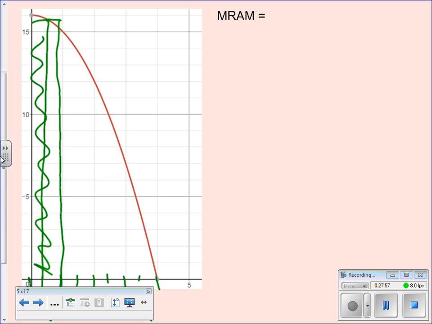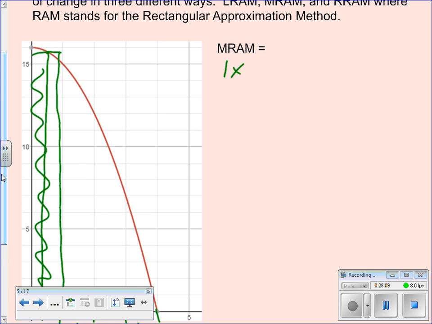So my first subinterval is still the same length, 1 times, but my height's a little harder to figure out. This is where your calculator comes in handy. Because what's the equation we're working with? 16 minus x squared. Take 3/2 and square it and subtract that from 16. 15.75. Thank you very much.